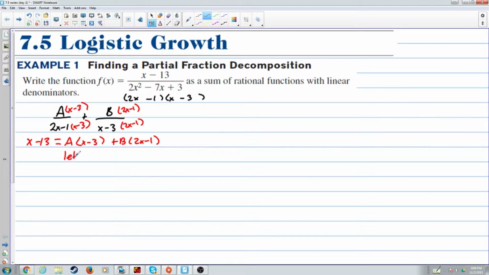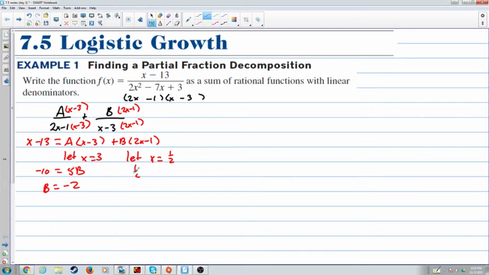So let's let x equals 3 because 3 makes this 0. We have 3 minus 13, which is negative 10, and we have 6 minus 1, which is 5b. So b is negative 2. And then we're going to let x equal 1/2 because that's what makes this 0.